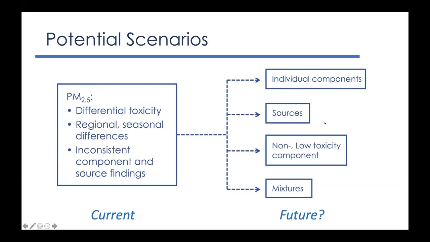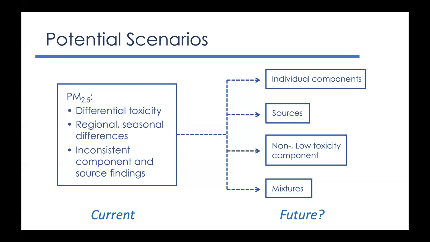These four scenarios have been posited several times over the years. The first scenario is the thought that a single component, or maybe a couple of components, are solely or more responsible for the observed effects of PM2.5 on health as compared to other components. The second box represents the sources. In this scenario, components from a specific source type are solely or more responsible for the effects that we see for PM2.5 as compared to others.